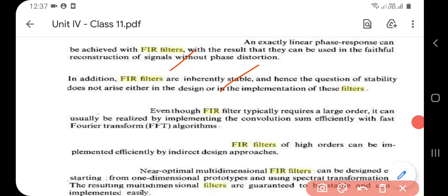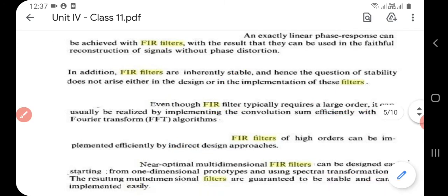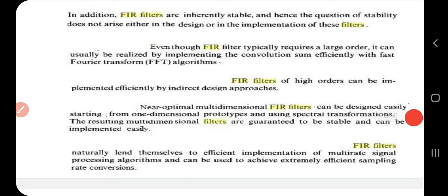Then for FIR filters, when compared to IIR filters, a large order filter will be needed in order to satisfy certain needs, but that can be easily achieved by using fast Fourier transform (FFT) algorithms. Also, higher order FIR filters can be designed very easily by using indirect design approaches. Then near optimal multidimensional FIR filters can also be easily designed from one-dimensional prototypes using spectral transformation techniques, and filters designed in this way will also be stable and can be implemented very easily.